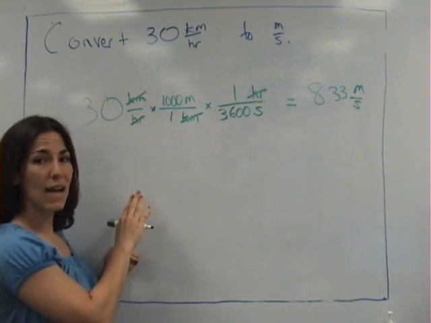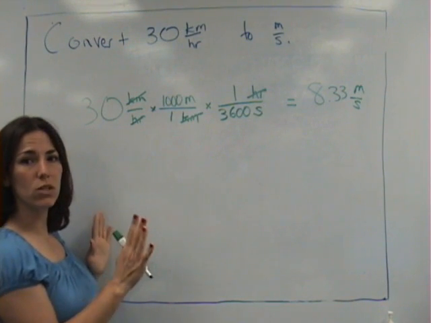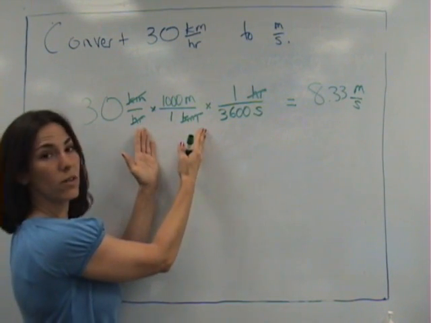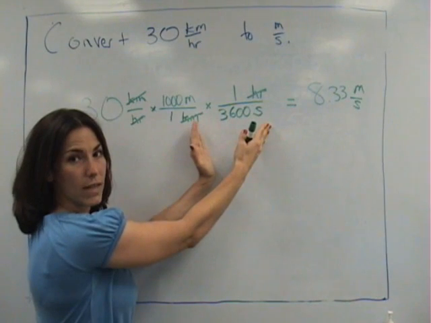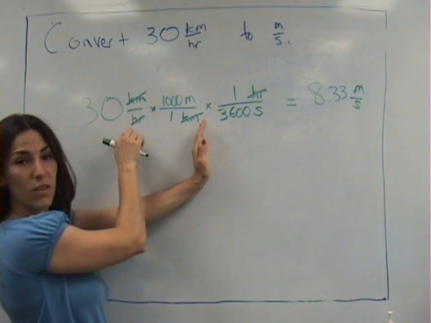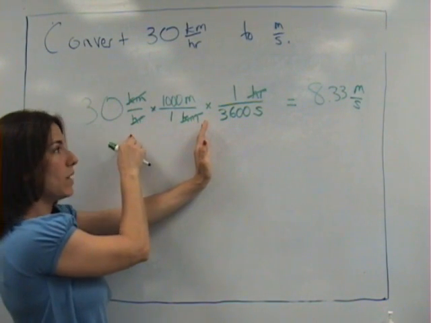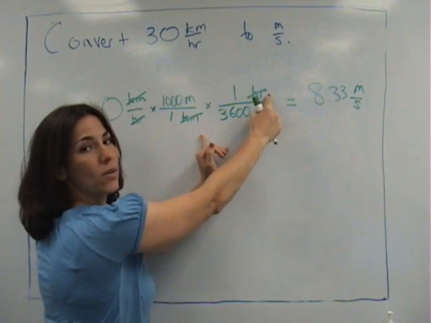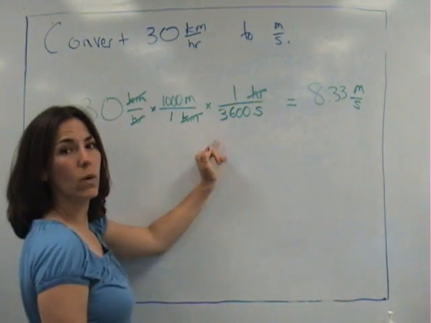So to convert something that's complicated and it's got 2 units, just break it into 2 separate steps. One where you convert the first thing, one where you convert the second thing. But notice that to convert the unit in the denominator, I need to put that unit in the numerator over here so it would cancel.